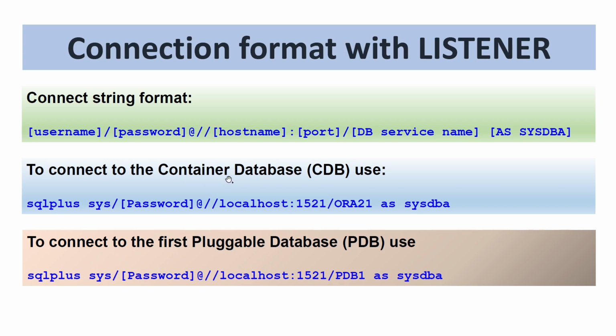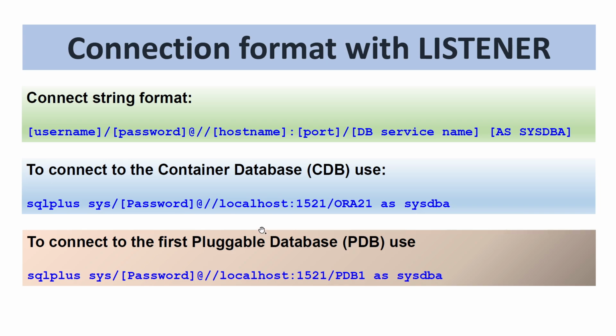So if you want to connect to the container database, you will say sqlplus sys. This password is of the sys user, and you get this password during the installation. During the database creation, it will prompt you for the sys password. That sys password you have to use here. If you are doing it from the same server, you'll say localhost. If you are doing it from a remote server, you can give the machine name or IP address. 1521, and Aura21 is the SID that we have created. If you have created the Oracle database with a different SID, replace it here, as sysdba.